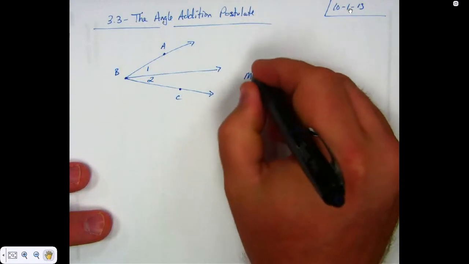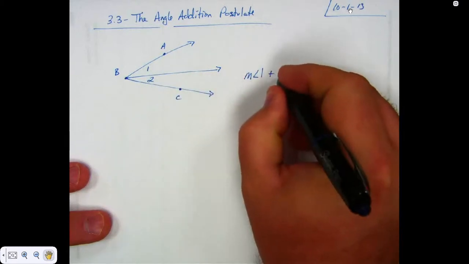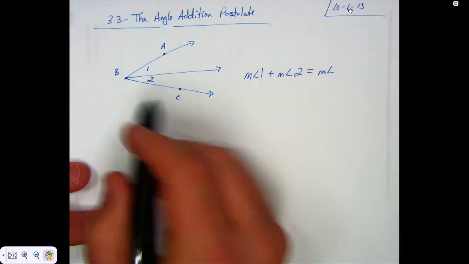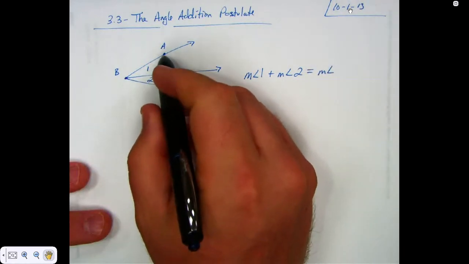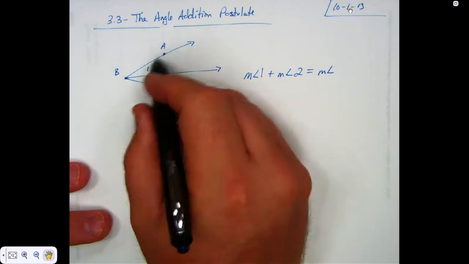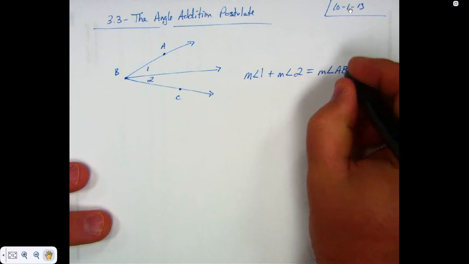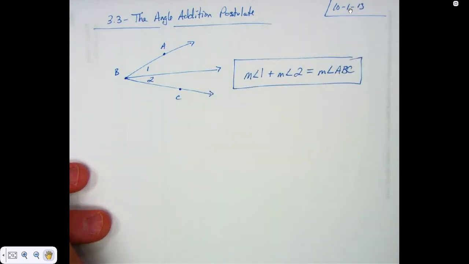So the measure of angle 1, which is this small one right here, plus the measure of angle 2 would equal the measure of angle, well, how am I going to name this big angle? B? No. We can't, because I wouldn't know what angle you were talking about. ABC. Angle A, B, C. That's the angle addition postulate. Okay? Basically it says that when you add them together, the two smaller parts equal the whole.